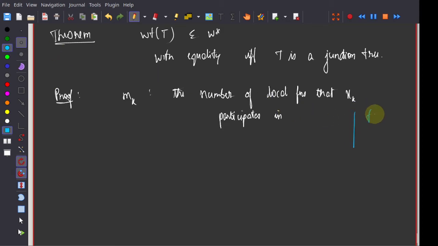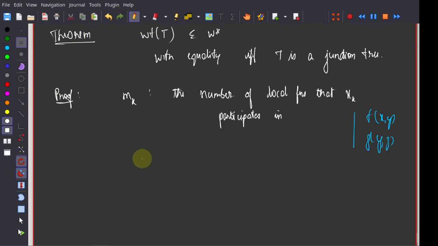So for example, in our toy example, x, y, z: m1 is equal to just 1 because x participates only in f. m2 is 2 because y participates in f and g. And m3 is equal to 1 because z participates only in g. So that's what I mean by mk.